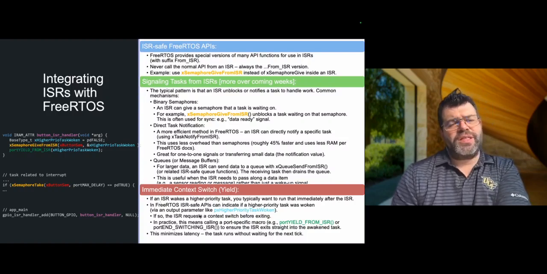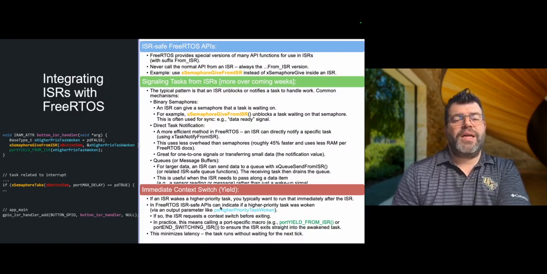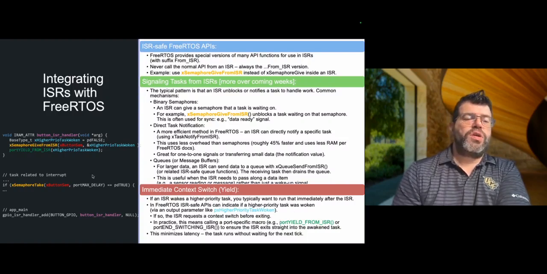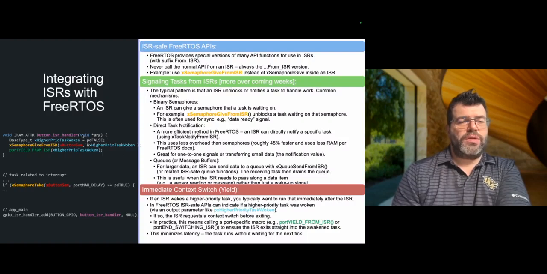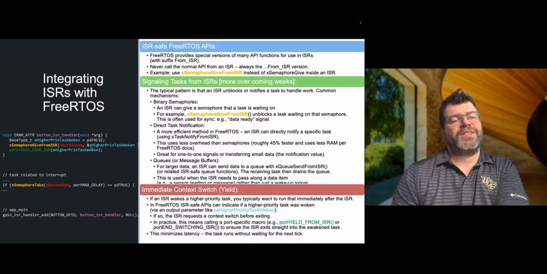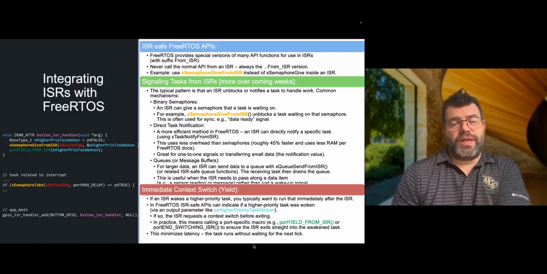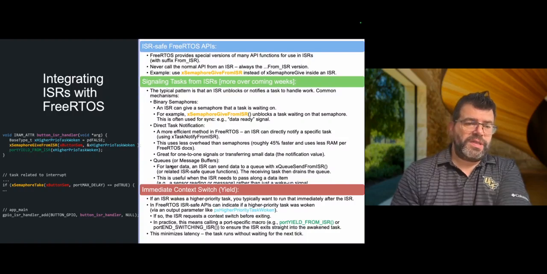In FreeRTOS, these ISR safe APIs can indicate if a higher priority task was woken. So you can know, basically, when you interrupt here, you are going to get a signal that lets you know if a higher priority task was woken up by doing this. And that lets you yield back to that higher priority task, right, when you're done. All right. So I basically show you how you can do that right here. This setup is doing exactly what I just said out loud.